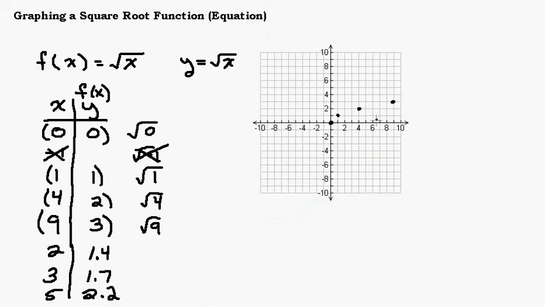Alright, 2, 1.4. See, this is getting a little tricky here, especially with this tiny graph. So just about 1.5. 3, 1.7. It's getting closer to 2. 5, 2.2, just above 2. Okay, so you can see this curve is starting to fill in, and we could continue with 6, 7, 8, 9, 10.